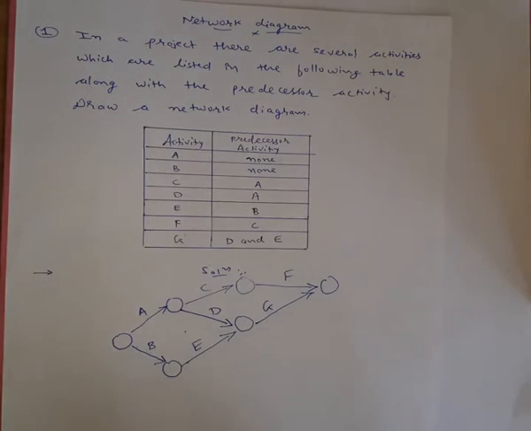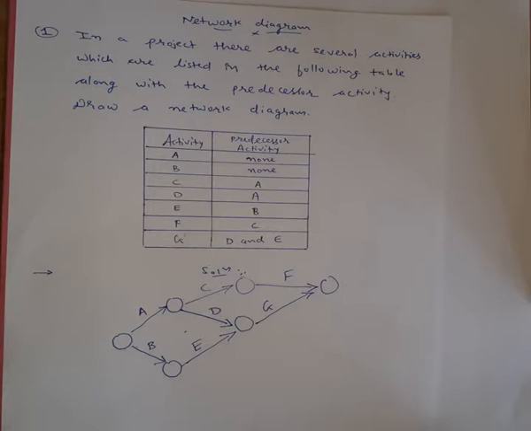This activity A, B, C, D, E, F and G, those are called successor activities. Means after A, activity B will take place. After B, activity C will take place. After D, activity E will take place. After E, activity F will take place. And after F, activity G will take place.